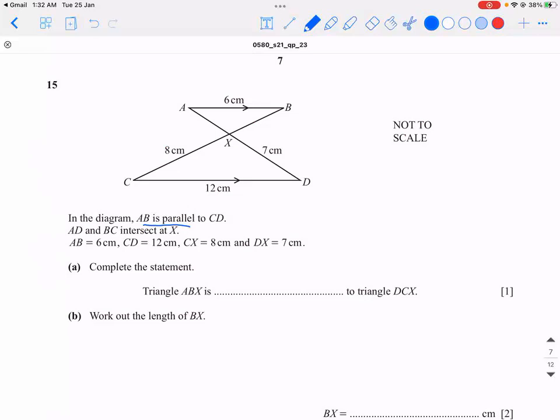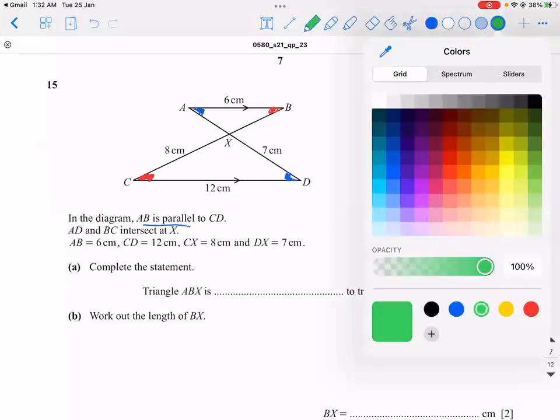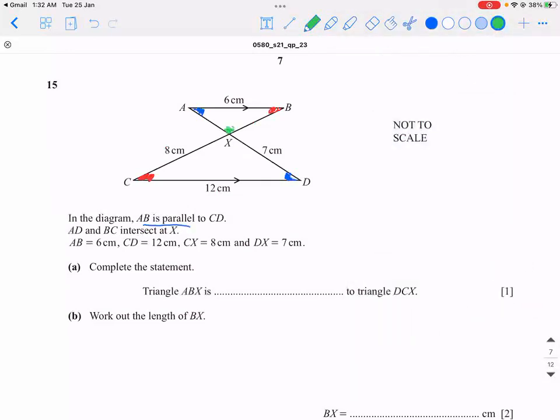If AB is parallel to CD, you can see that this angle and this angle are alternate interior angles. Am I correct? Similarly, this angle and this angle are alternate interior angles. And then what is the speciality of these two angles? Vertically opposite angles, correct? So that means these two triangles, which two triangles?